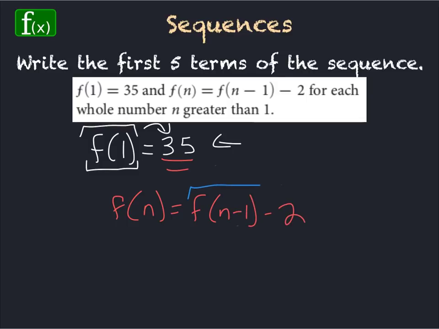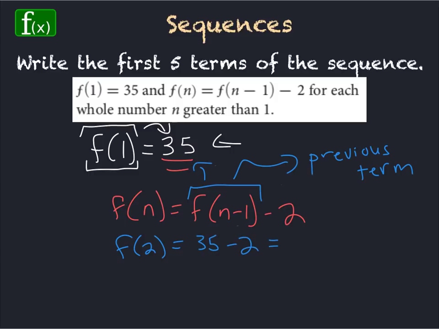This right here just means your previous term. Okay, so that means if we're looking for f of 2, well, it would just be f of 2 minus 1, which is f of 1, which was our previous term. What was our previous term? 35 minus 2. So f of 2 is going to be 33. Do you get that? So what would f of 3 be?